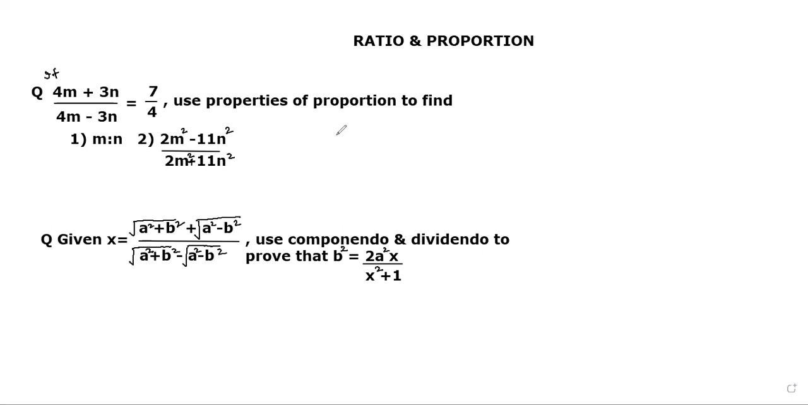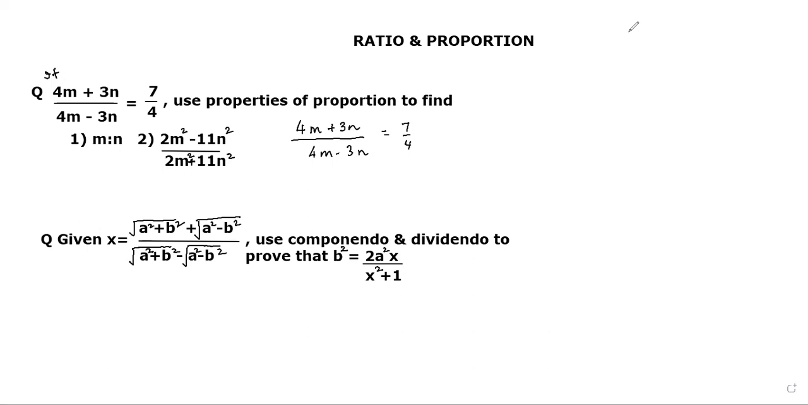All right, so if you remember, in the last video I had told you that one of the properties is componendo and dividendo. If you have seen my last video, you'll be able to understand what I am talking about. The property called componendo and dividendo is very important, and this is the property which we are going to use in this question. So let's start by writing what is given: (4m plus 3n) upon (4m minus 3n) is equal to 7 upon 4.